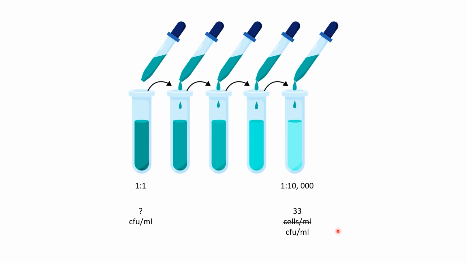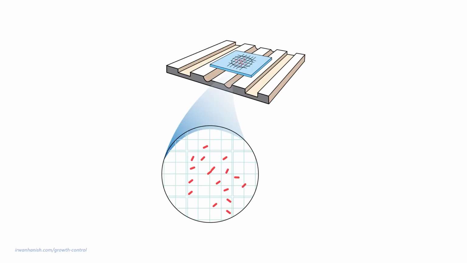Knowing that, you can just use simple math to calculate yourself back to the concentration of your original sample. So 33 times 10,000 equals 330,000 CFU per mL. So it's that easy. Now, for sure, counting colonies is not the only measuring method.